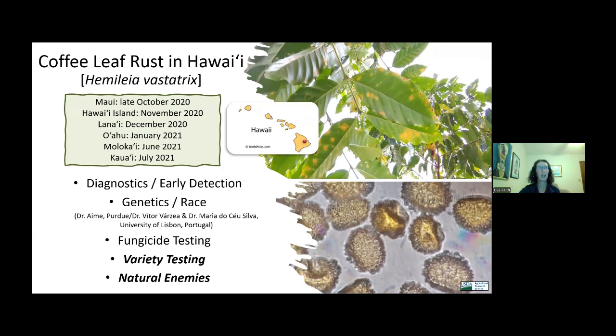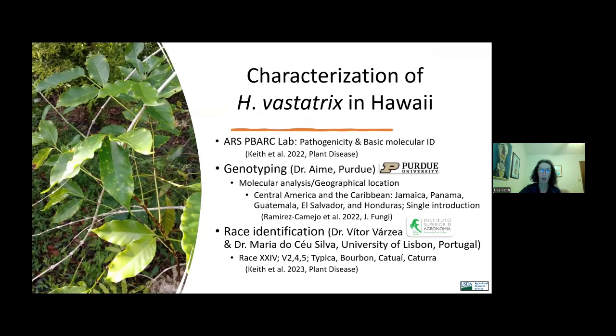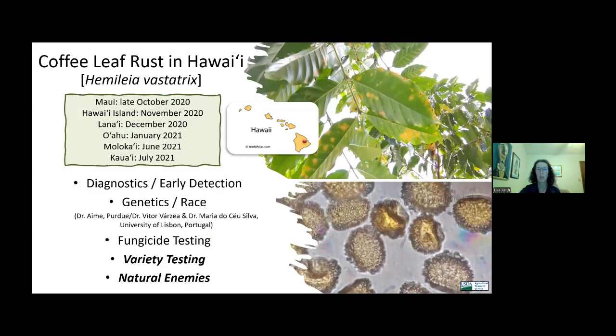Hawaii is the most remote archipelago in the world, about 2,500 miles from any landmass. But Hawaii was actually the last coffee growing region of the world to get coffee leaf rust. It showed up on Maui in late October 2020, and within about 8 months, it had spread throughout the state to the 6 main islands producing coffee.